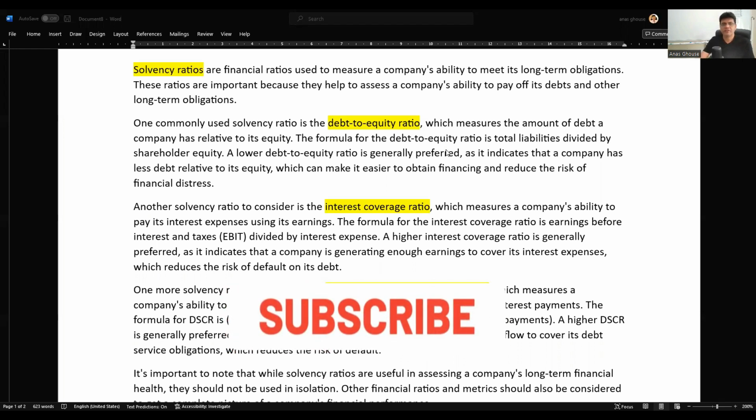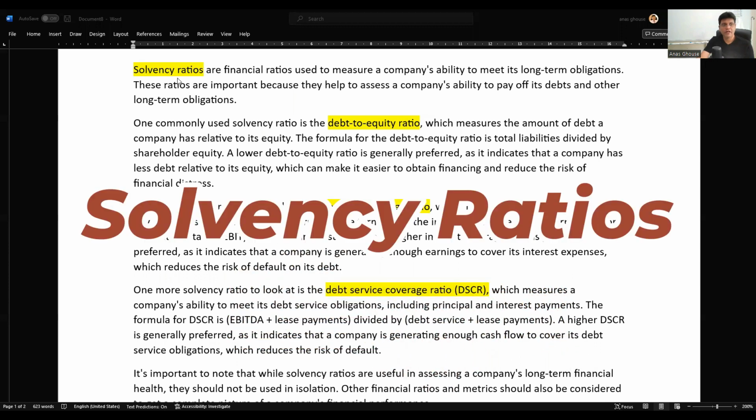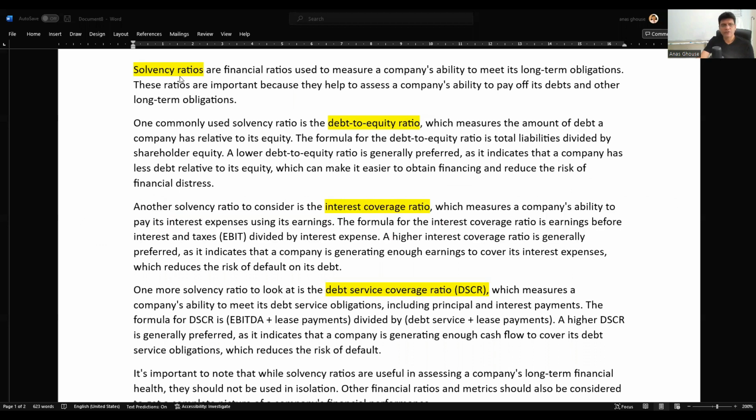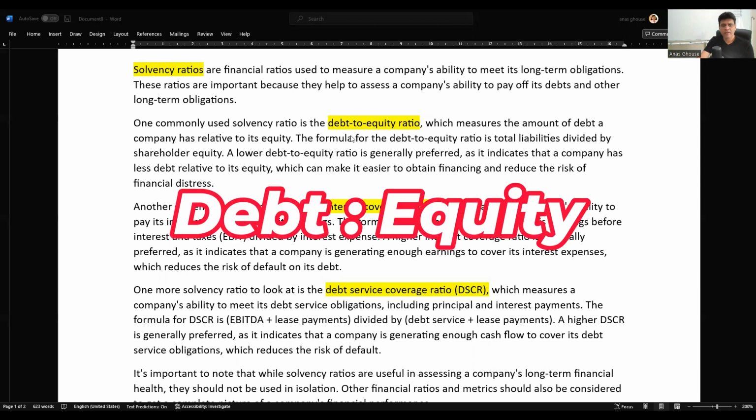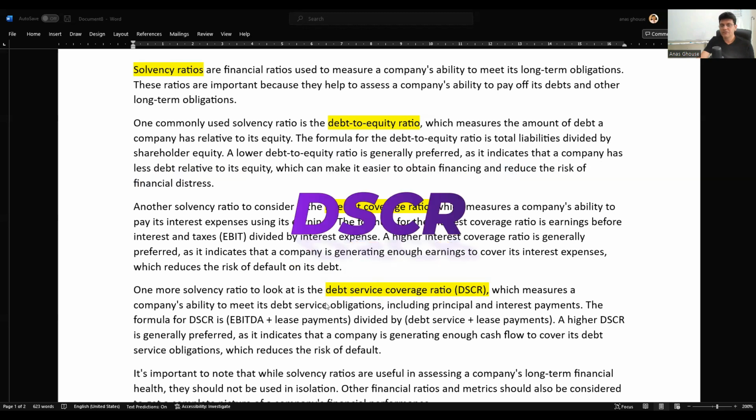In today's session, I'm going to discuss a very important ratio called solvency ratios. Under this, I'm going to discuss three main ratios, namely debt to equity ratio, then interest coverage ratio, and debt service coverage ratio.